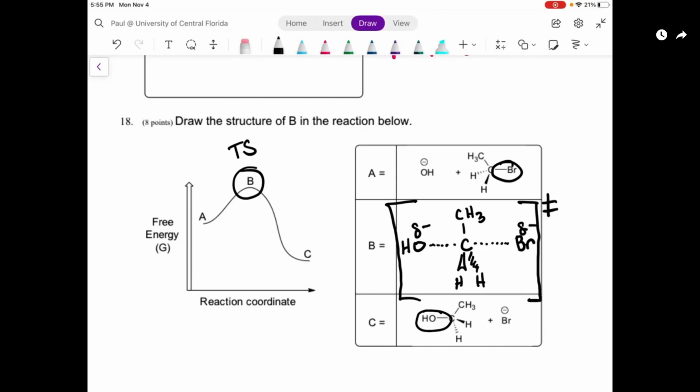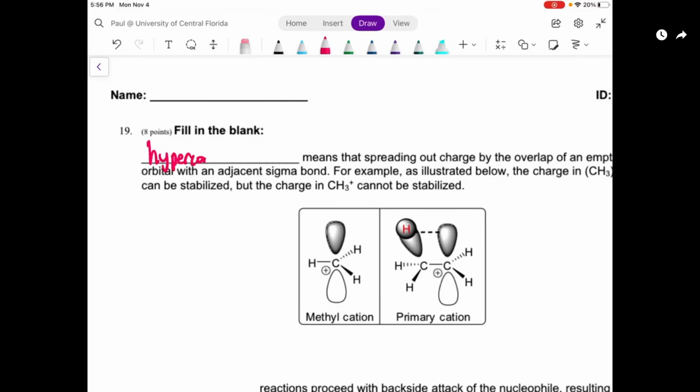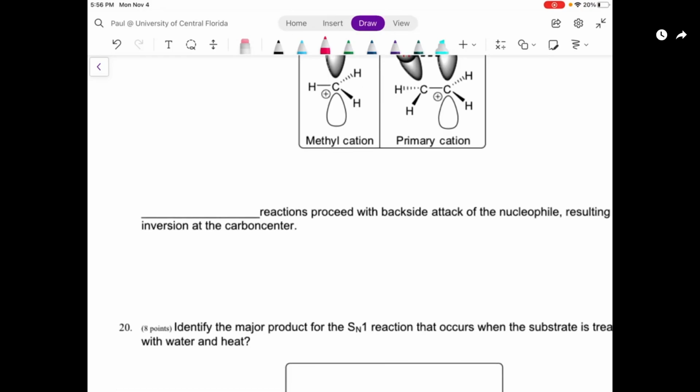And so if you missed any of those parts that I've just drawn, you get minus 1 point. So for example, if you forgot to put the double dagger, that's -1. If you forgot to do the brackets, that's -1, and so forth. So that's what we are looking for in that transition state. Okay, question 19, that's hyperconjugation. SN2.